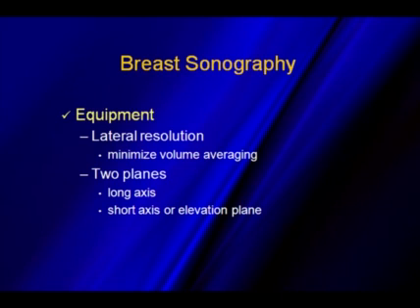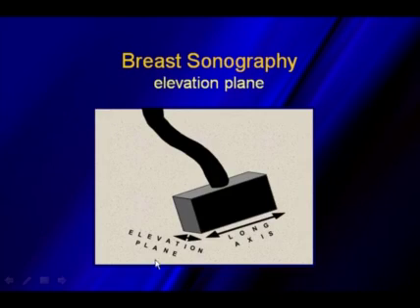When we look at the transducer, there's basically two planes to the transducer that we deal with. The long axis of the transducer, and things that can help minimize volume averaging in the long axis are your focal zones. If you're looking at a lesion that's superficial, move your focal zones up to the near field. If you're looking deep, move your focal zones down. But adjusting your focal zones is going to help optimize your image and avoid volume averaging.